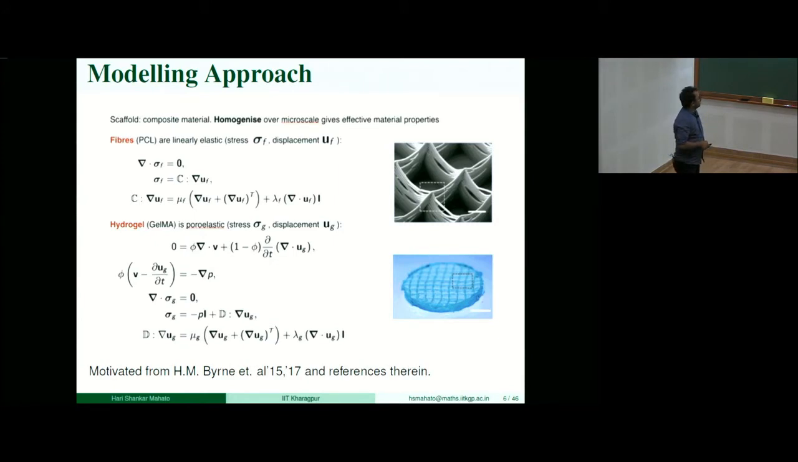And we say that the hydrogels are poroelastic. So let the displacement of these hydrogels be denoted by UG, where G is for the gel. Since they are hydrogels, if you apply even a little bit of pressure, they will move a little bit. So we denote the velocity of these hydrogels by V, and P is the pressure. And since this model is poroelastic, you will also have an elasticity equation for the hydrogels as well.